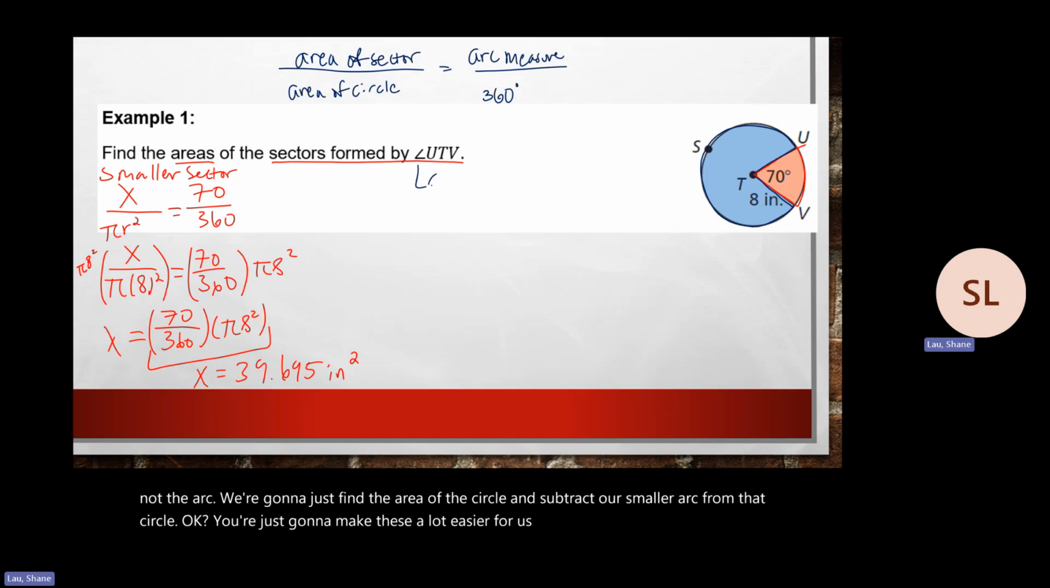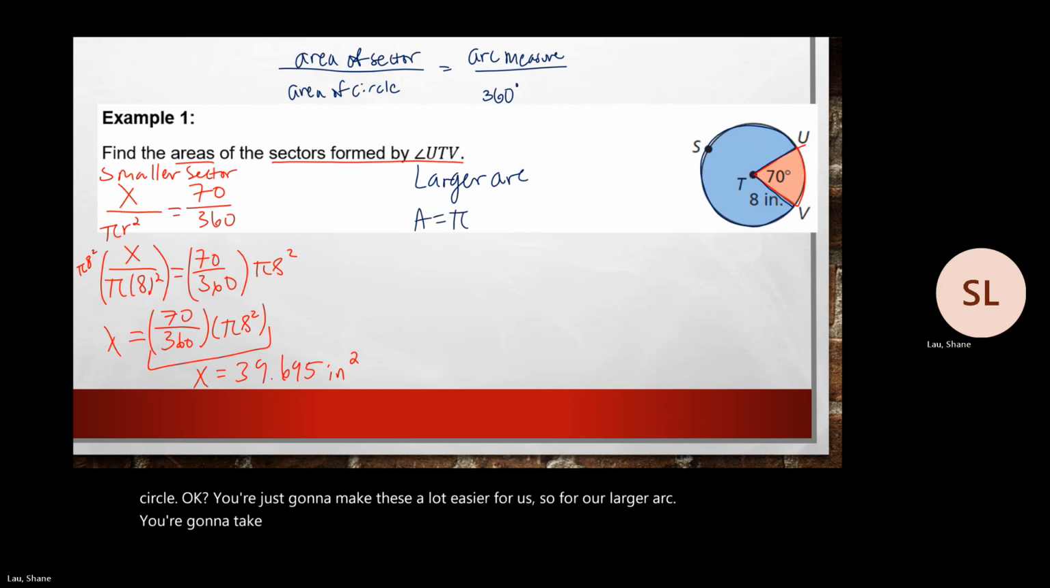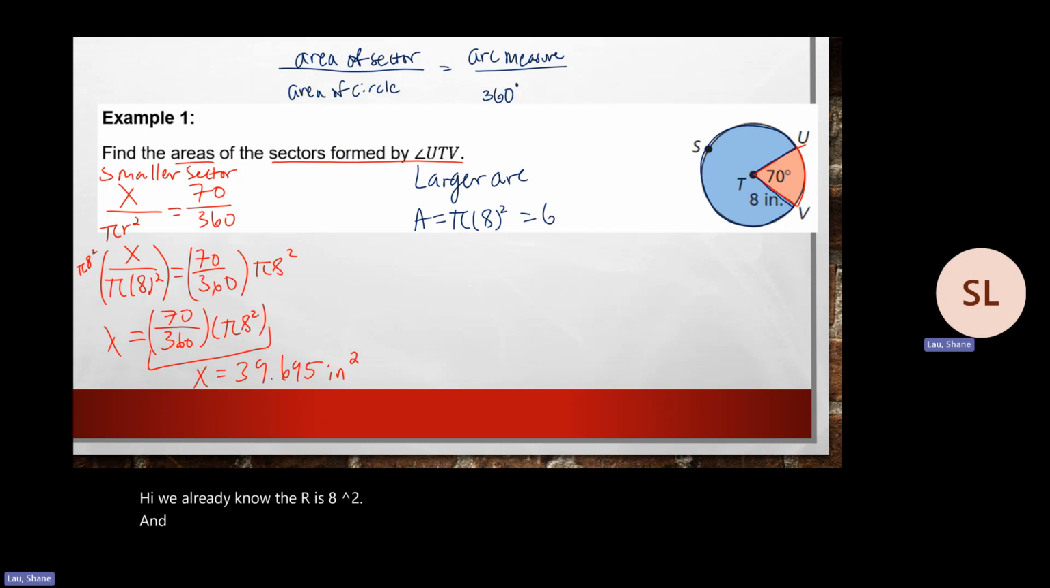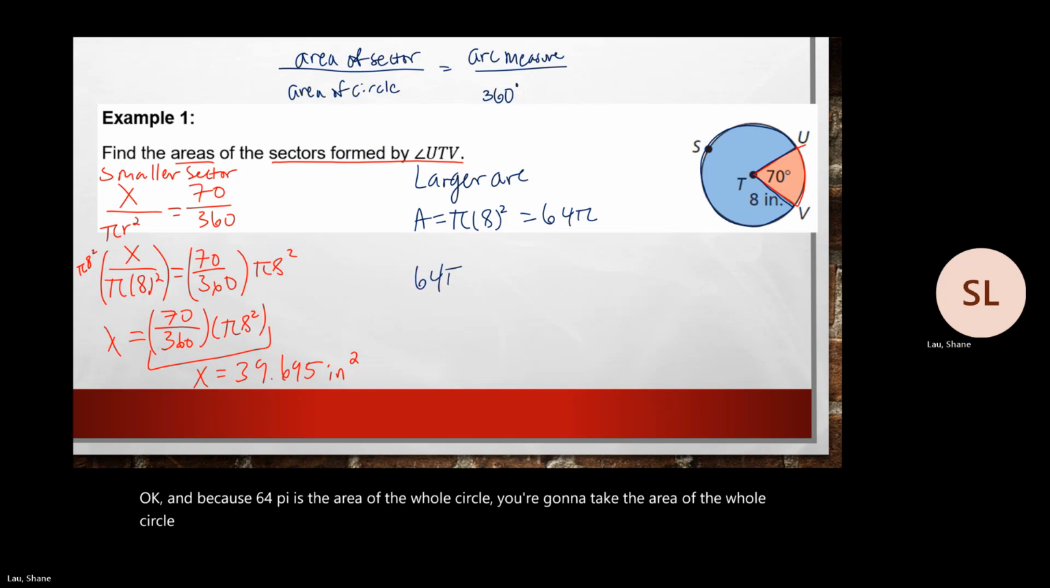So for our larger arc, we're going to take A equals pi. We already know the r is 8 squared. And realistically, you could just say that this is going to be 64 pi. And because 64 pi is the area of the whole circle, you're going to take the area of the whole circle, 64 pi, and then just subtract 39.695. You'll find yourself an answer.